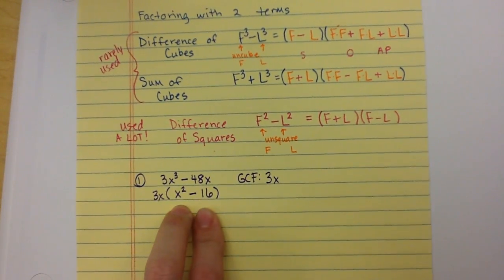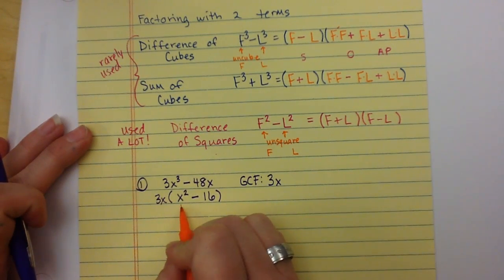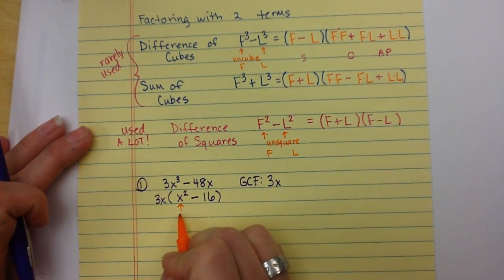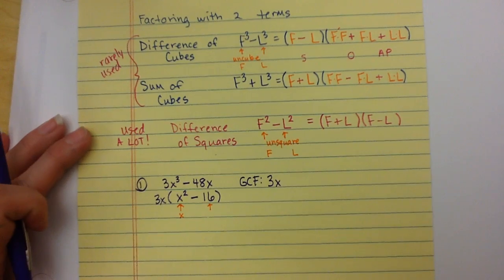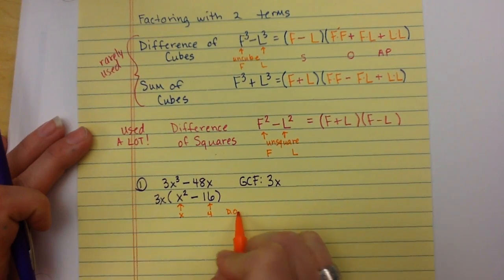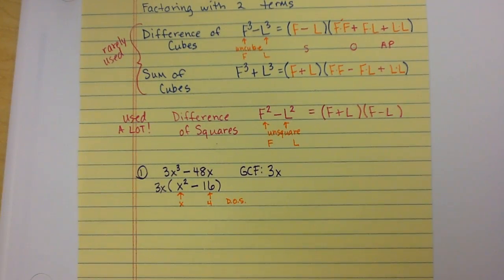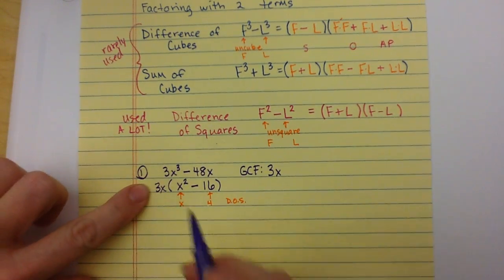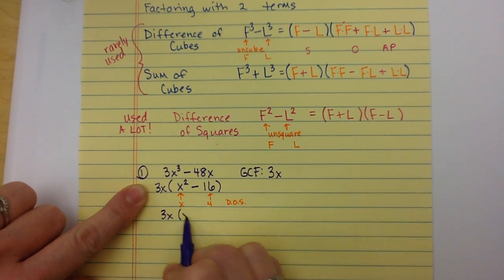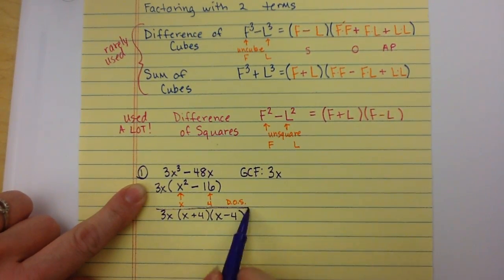Now I have 2 terms in my parenthesis, and they're both square. So I'm going to unsquare them. X squared, you ask yourself what times itself gives me x squared, and that's x. And what times itself gives me 16, and that's 4. So I'm using the difference of squares formula, F plus L, F minus L. Remember to keep your GCF out front, so I'm going to have 3x times x plus 4 times x minus 4. And we're already done factoring.